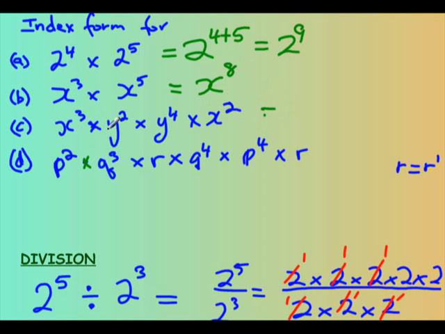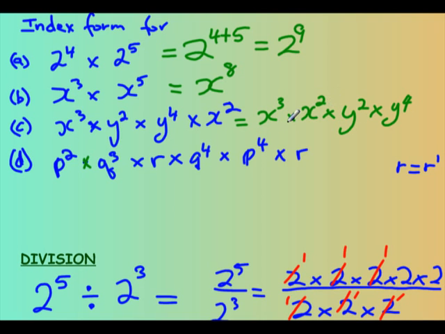In this case, notice that we don't have the same base here, so we're going to have to do some grouping. We can reorder them. The way you multiply, the order doesn't matter. So we're going to reorder these and then multiply them. So we're going to have x to the third times x to the second times y to the second times y to the fourth.